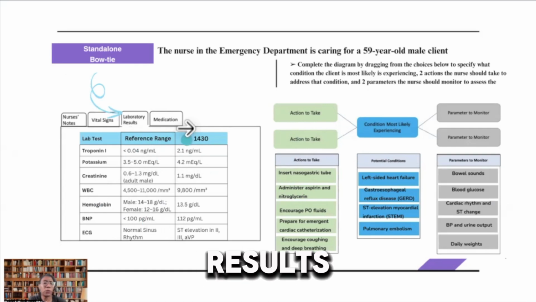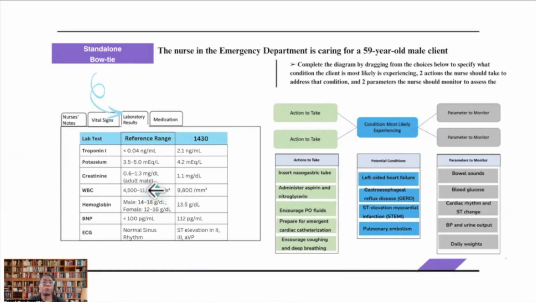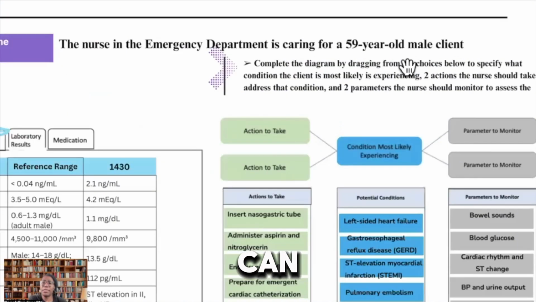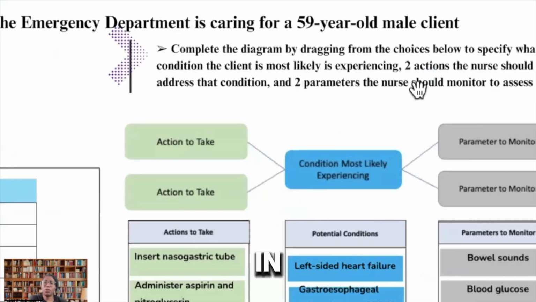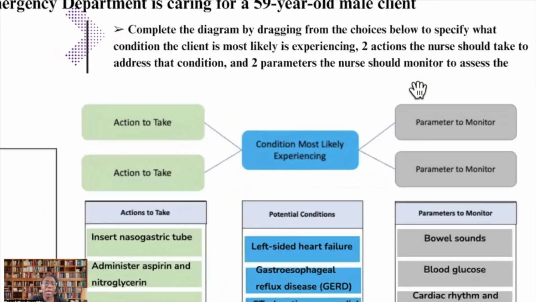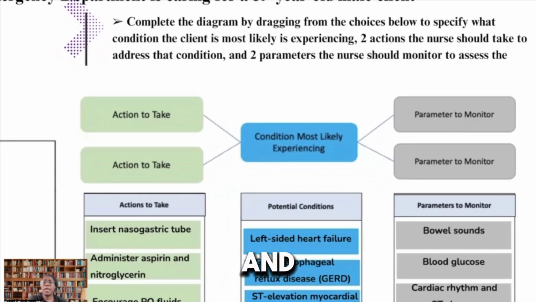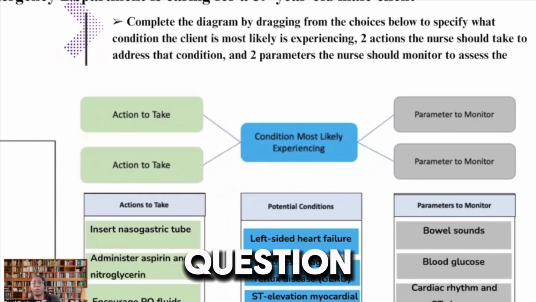We have those assessment findings. We have our lab results, as we saw before. And now let's look at the question. I'm going to zoom in here so you can see this set of instructions. They're the same every time, so just learn them by heart and you will know the bow tie question setup.